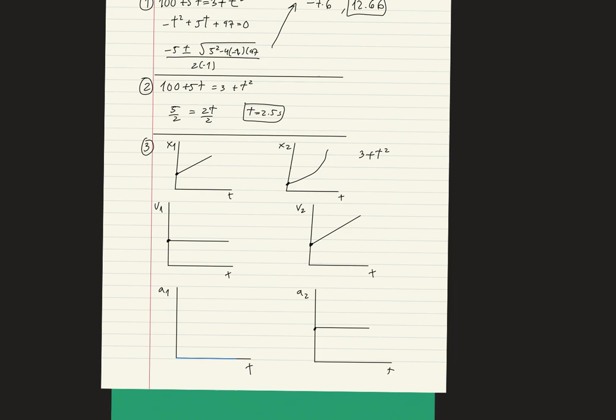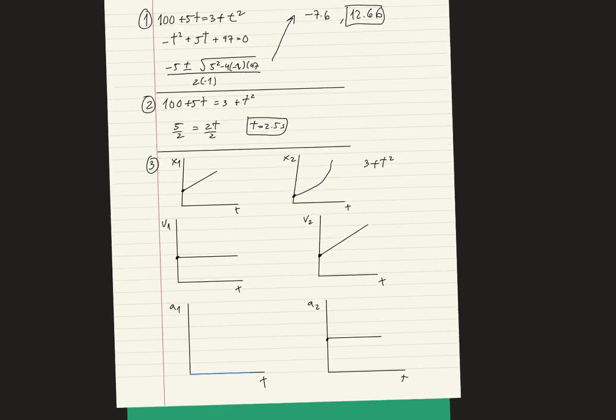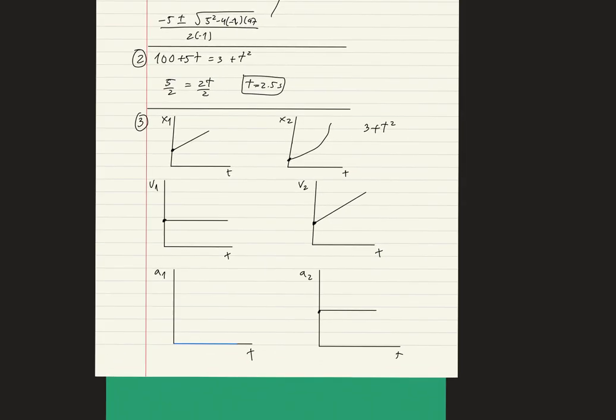Then we draw 3 different graphs. One for object 1. Object 1 is positive, as we could see here in this equation. It's a positive slope, 5t. It's a constant slope, so when it's constant, the acceleration is 0.